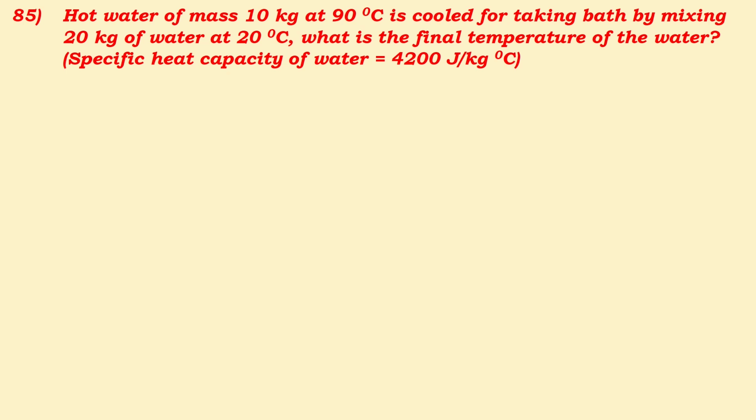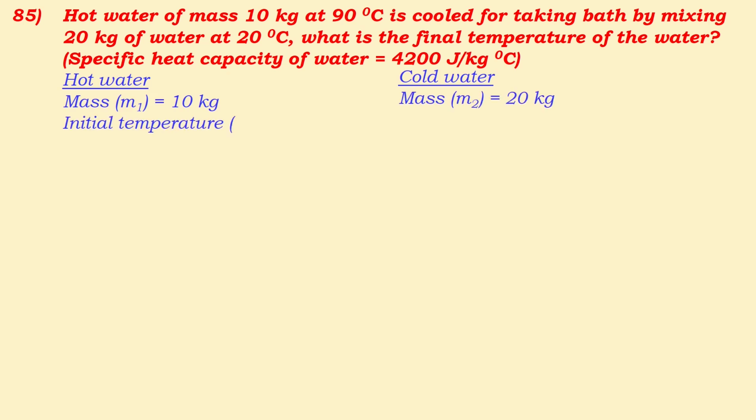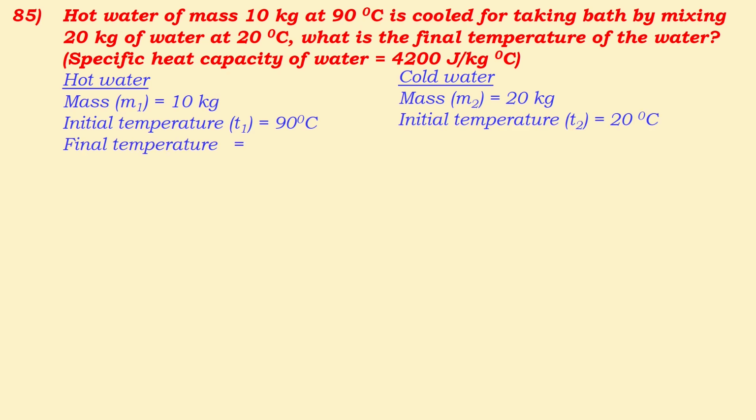This is clearly mixing of water. One is hot water, another is cold water, and the final temperature of the water will be less than the hot water and more than the cold water. That's why I want to take two different cases, one hot water and another cold water. In case of hot water, mass is 10 kilogram, and in case of cold water, mass is 20 kg. Initial temperature of hot water is 90 degrees Celsius, but initial temperature of cold water is 20 degrees Celsius.